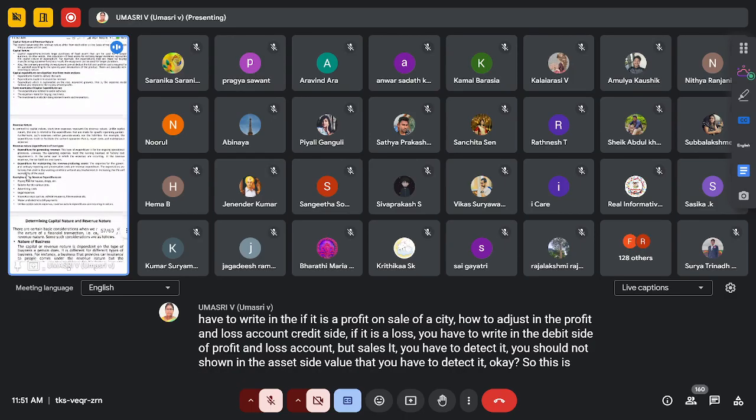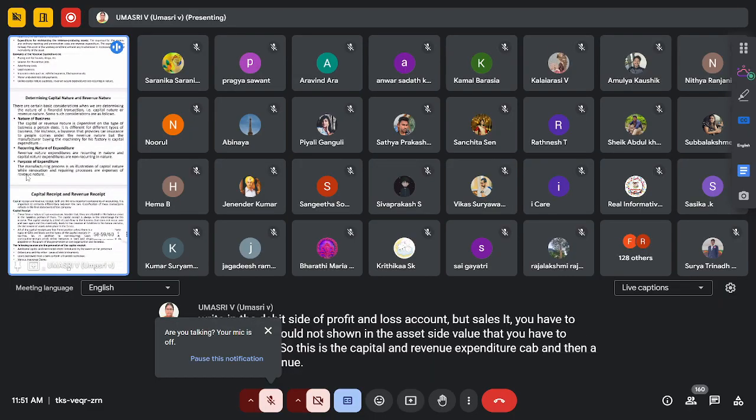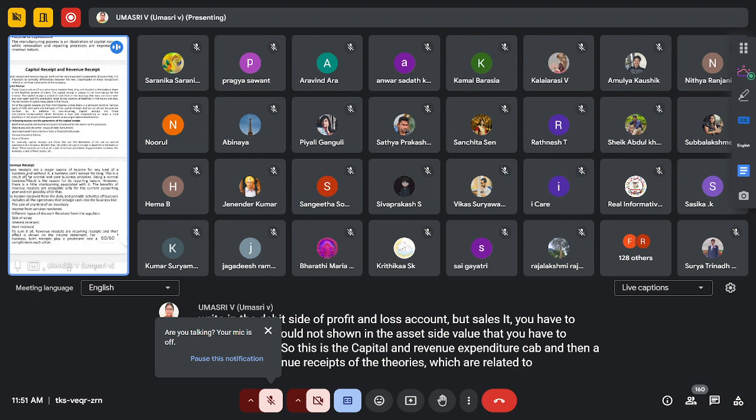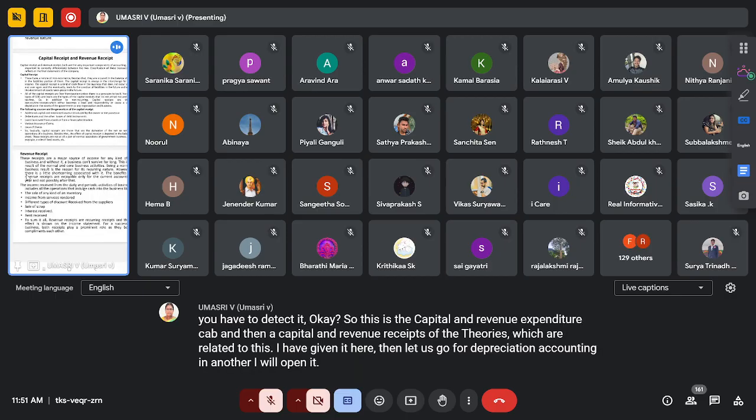Okay, so this is the capital and revenue expenditure, and then capital and revenue receipts. The theories related to this I have given here. Then let us go for depreciation accounting, in another PPT. I will open it in a few seconds.